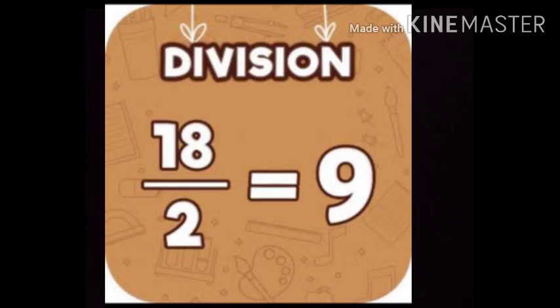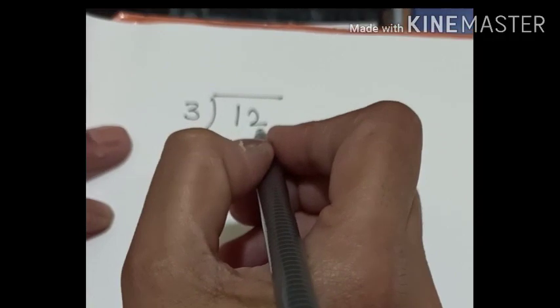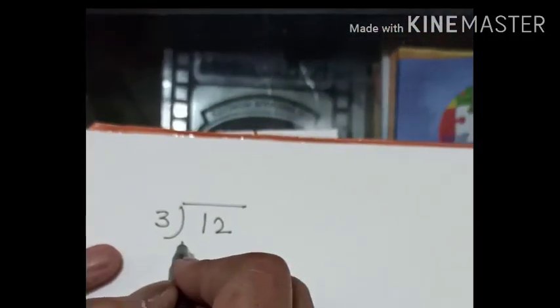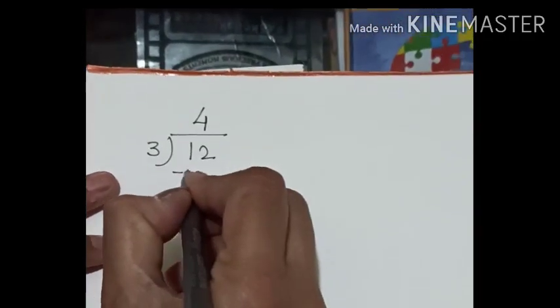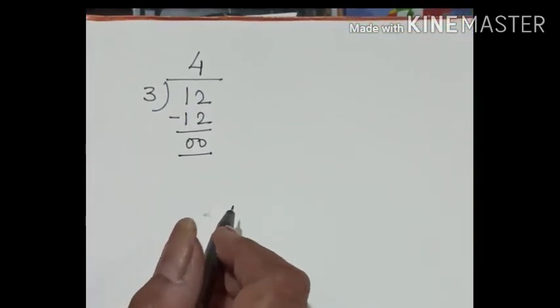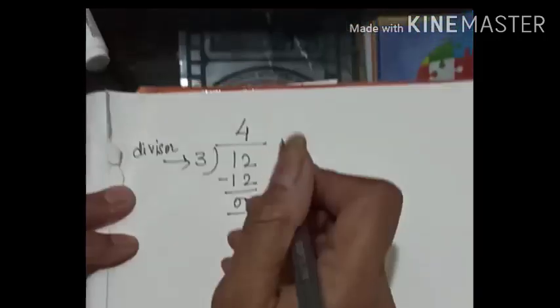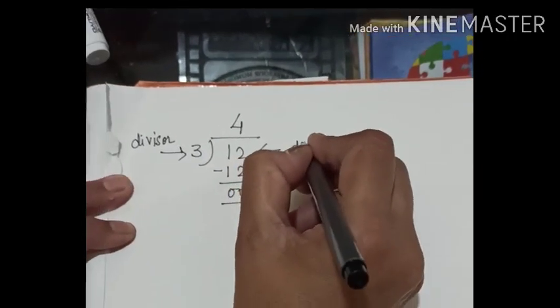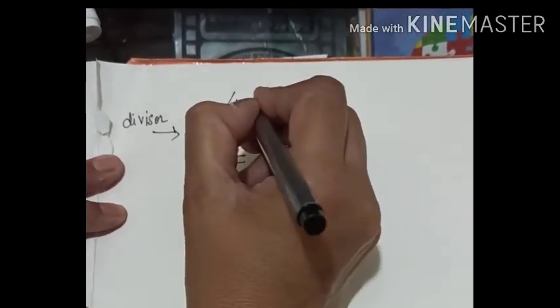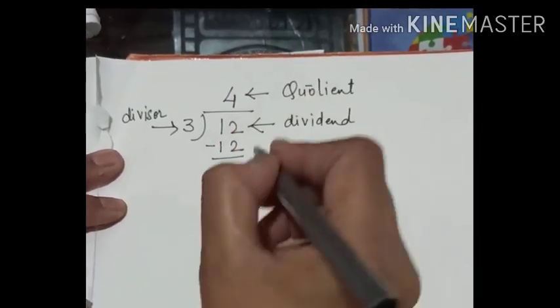Students, you have learnt about division in previous classes. Let's revise it. Let's divide 12 by 3. You know that 12 comes in the table of 3. 3 4s are 12. And when you subtract, you get the remainder as 0. Here 3 is the divisor, 12 is the dividend, 4 is the quotient, 0 is the remainder.